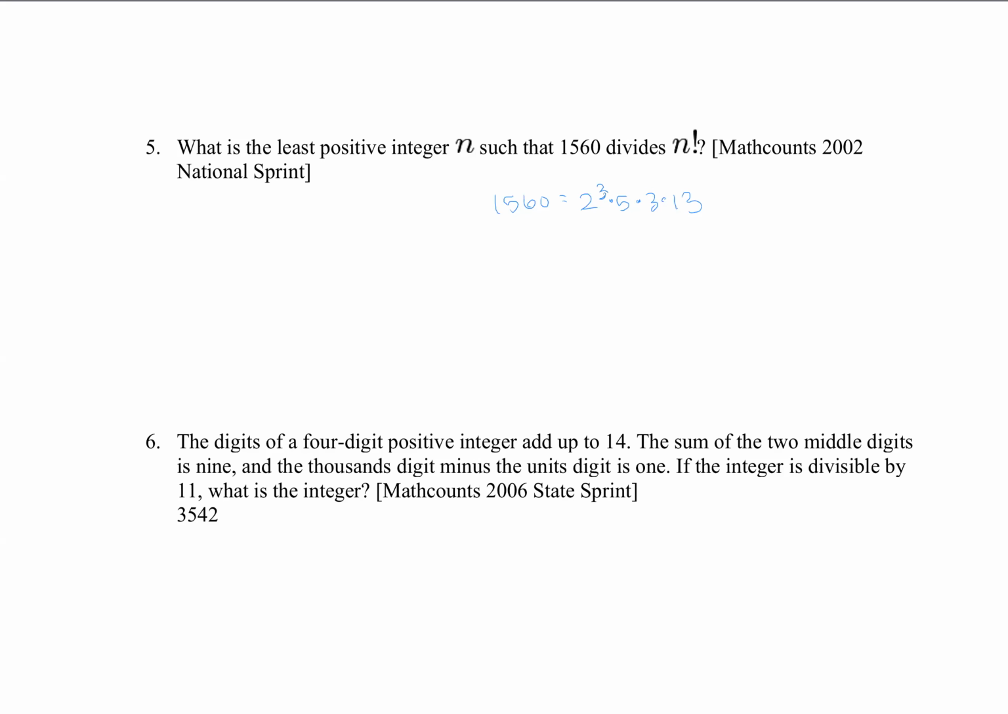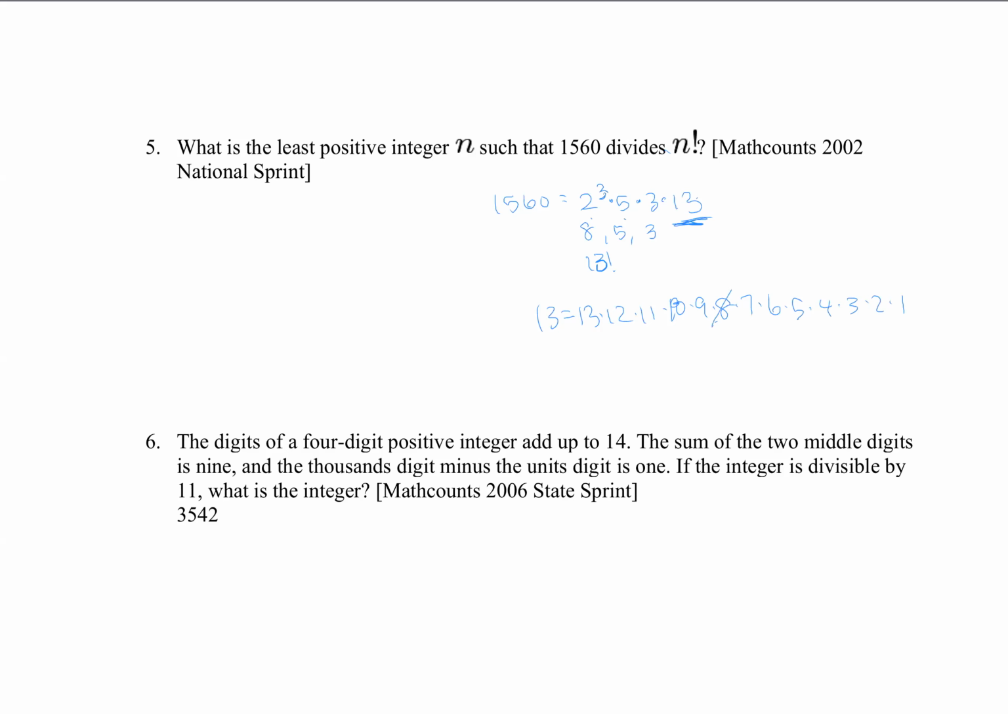And now we want 1560 to divide n factorial, right? What we're really focusing on is this 13, because it's a prime number, and it's not in 12 factorial or 11 factorial or any of those, but it's in 13 factorial and onwards. So we want to see if 13 factorial contains 2 cubed, 5, and 3. We know that 2 cubed equals 8, and 13 factorial is 13 times 12 times 11 times 10 times 9 times 8 times 7 times 6 times 5 times 4 times 3 times 2 times 1.